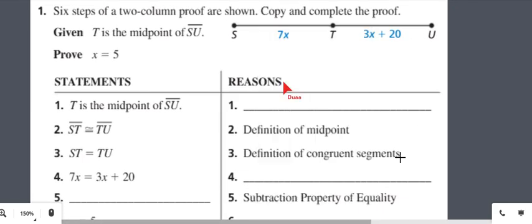Look at this. A 6-step 2-column proof is shown. Copy and prove. This is what you are given, and this is what you have to prove. What does it tell us? T is the midpoint of the line segment SU, and you have to prove x is equal to 5.